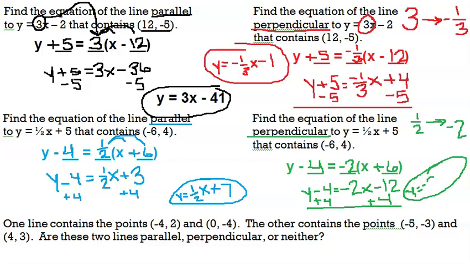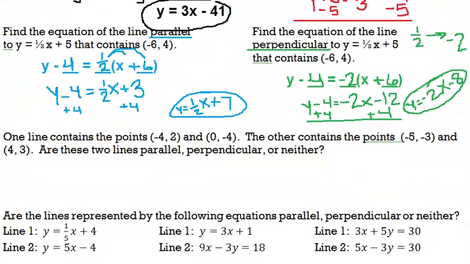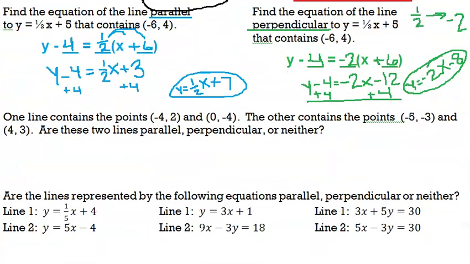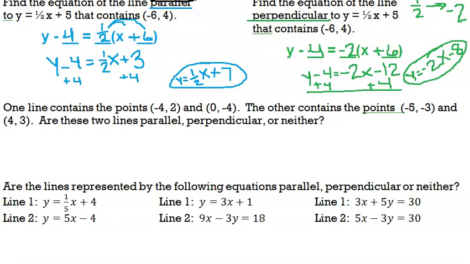Doesn't look like a very good 2. There you go, that looks better. -2x minus 8. Okay, y equals -2x minus 8. So if you were to graph those two lines, you would find out that they are actually perpendicular to each other.